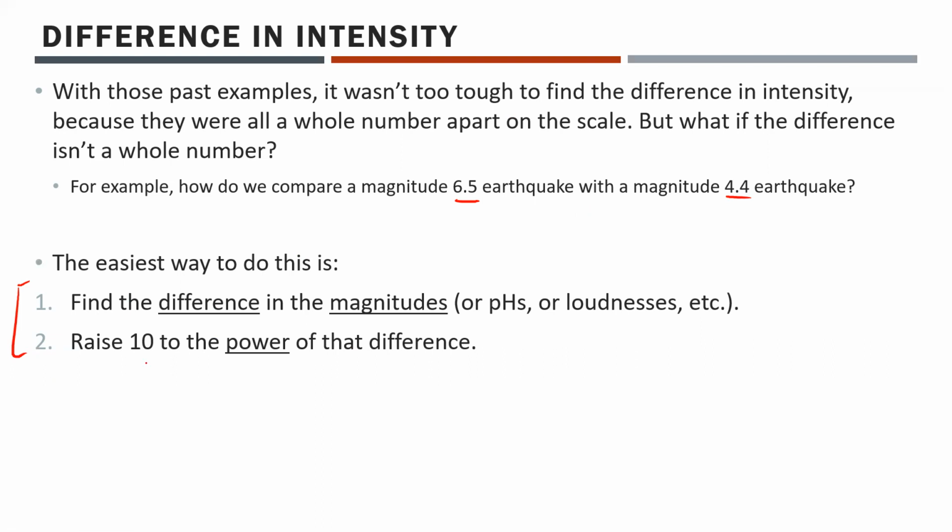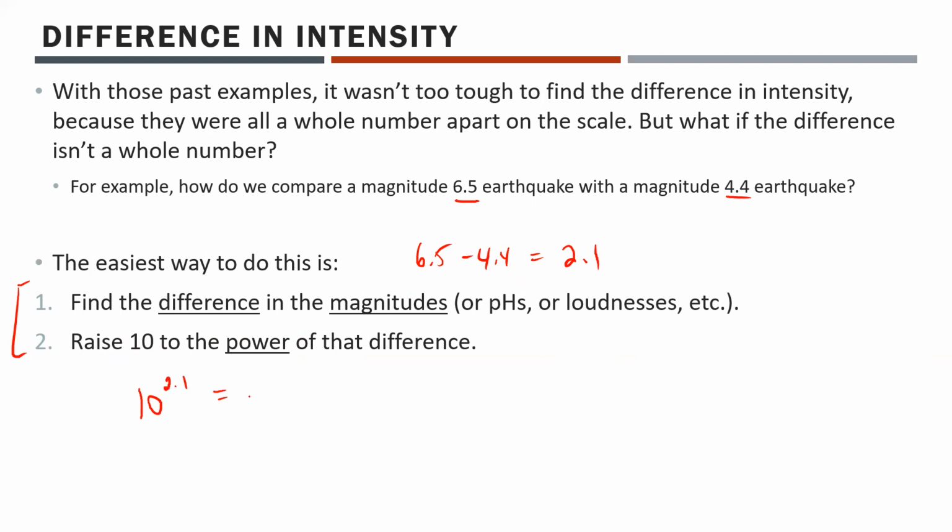Step 1, find the difference in the magnitudes, or the pHs or the loudnesses, whatever you got. I'll just call them magnitudes for now. So find the difference. Difference means subtraction. So in this case, it'd be 6.5 minus 4.4. That's a difference of 2.1. All right, so I find that first. Step 2, this is our last step. It's just that quick already. Raise 10 to the power of that difference. So in other words, 10, in this case, to the power of 2.1.